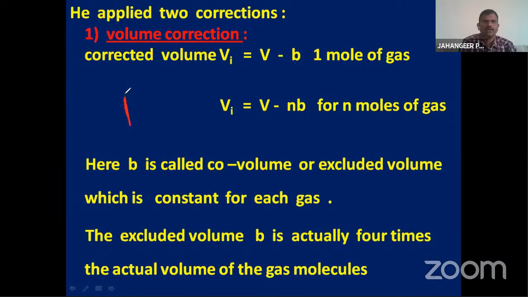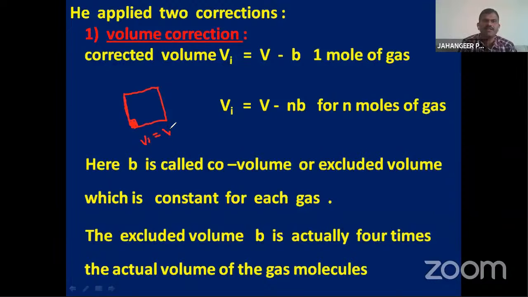Take a gas container. Here, this is the volume occupied by the gas molecules. According to the kinetic molecular theory of gases, this volume is neglected. But in real gases, this volume is also taken into consideration. Vi means ideal gas behavior. When do we get the ideal gas volume? This volume is only the ideal gas volume, so the molecular volume is subtracted.